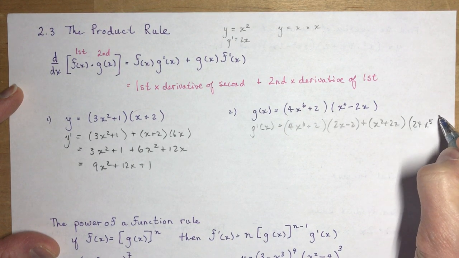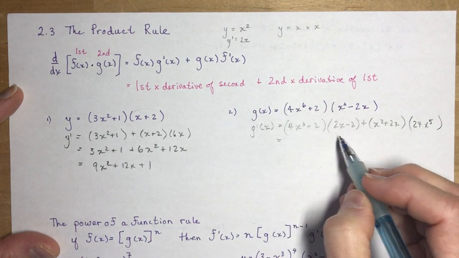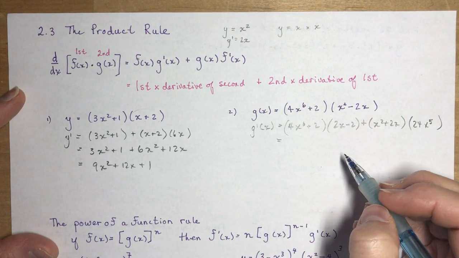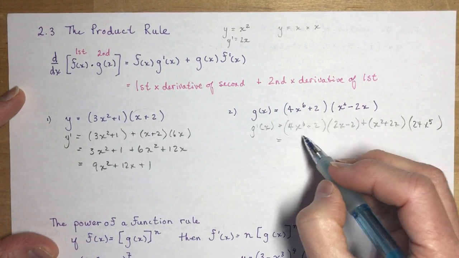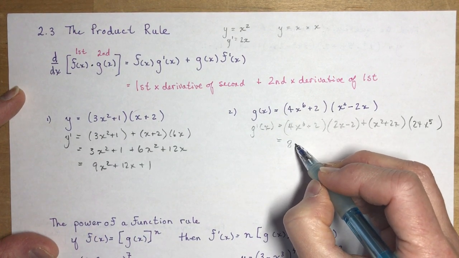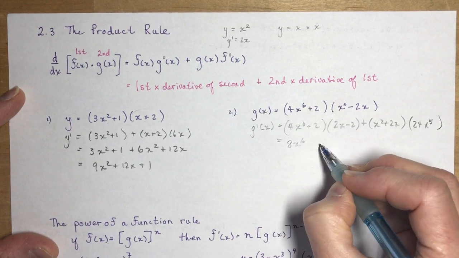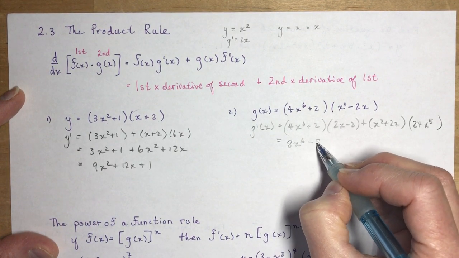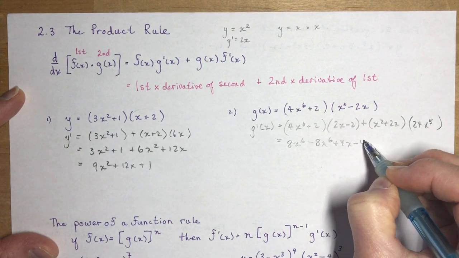24x to the fifth. Now, you may be asked to expand this and simplify. Well, we'll do it this time, but I'm not going to do a lot of them because that's basic math, and you don't really need me to show you how to do that, right? So I get 8x to the seventh minus 8x to the sixth plus 4x minus 4.